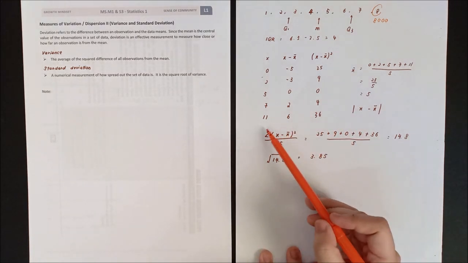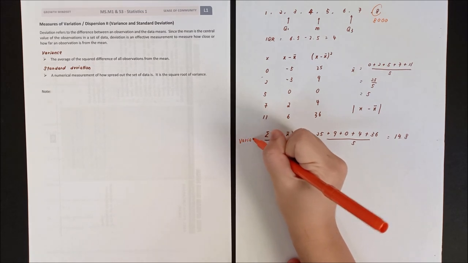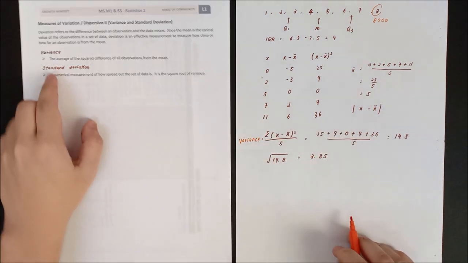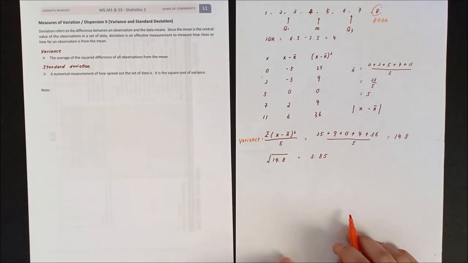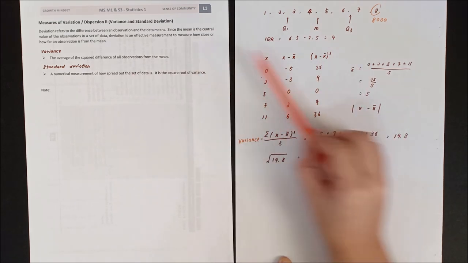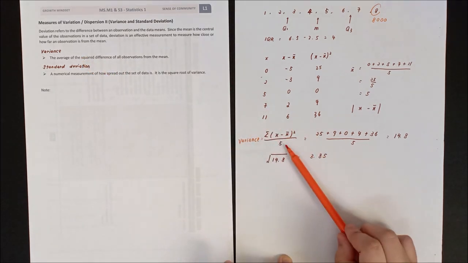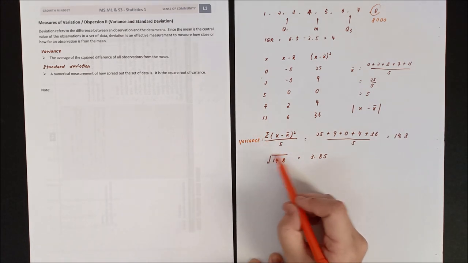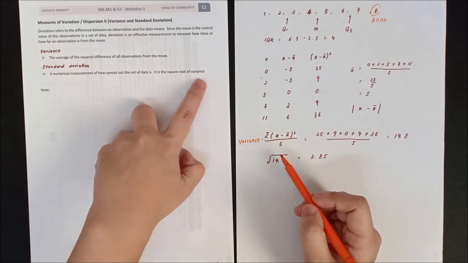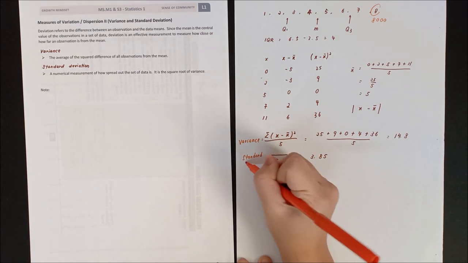The thing that we actually did at first is called variance. You see, it is the average of the squared difference of all observations from the mean. So what you are doing is taking the observation minus the mean, squaring the difference, then dividing by 5. That's the average, so this is basically variance. The second one, when you take the square root of variance, is called standard deviation. I think it's quite easy, right?